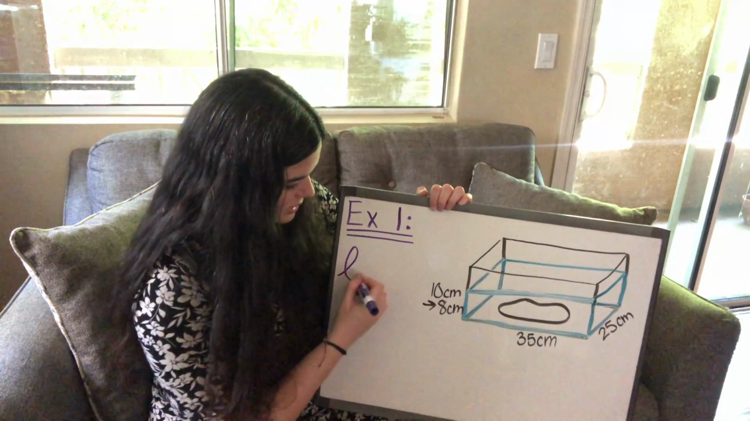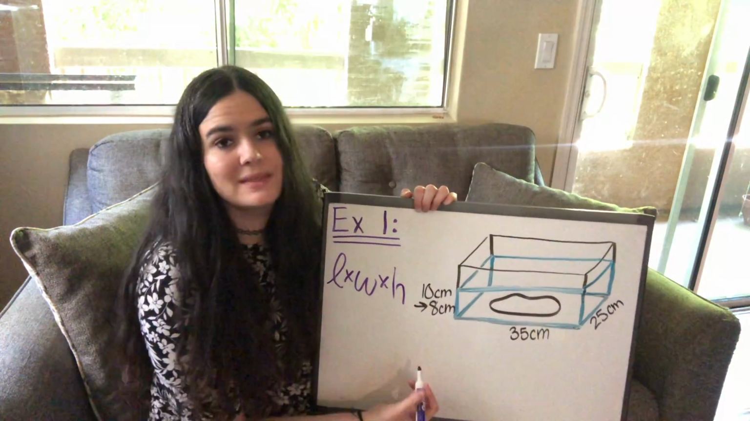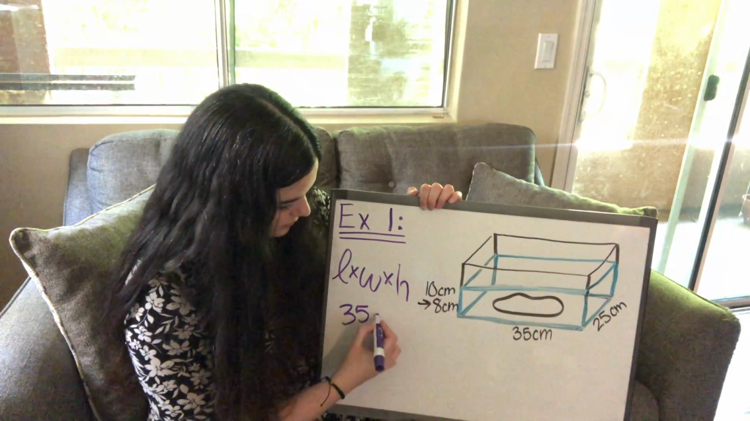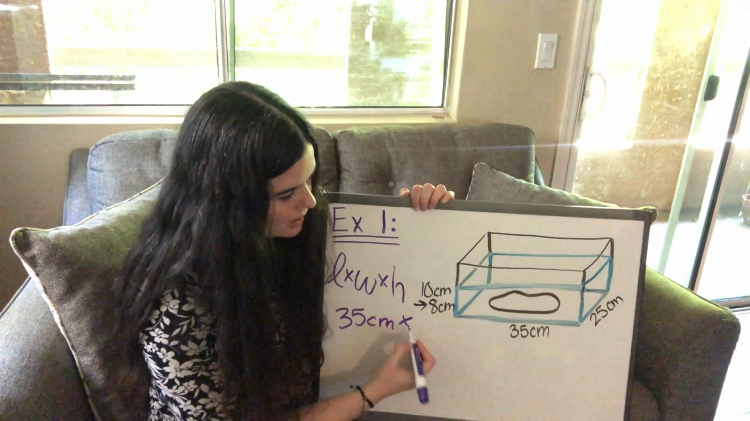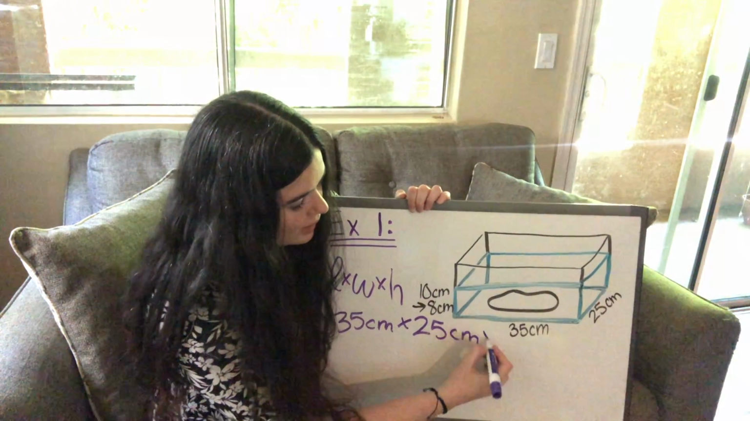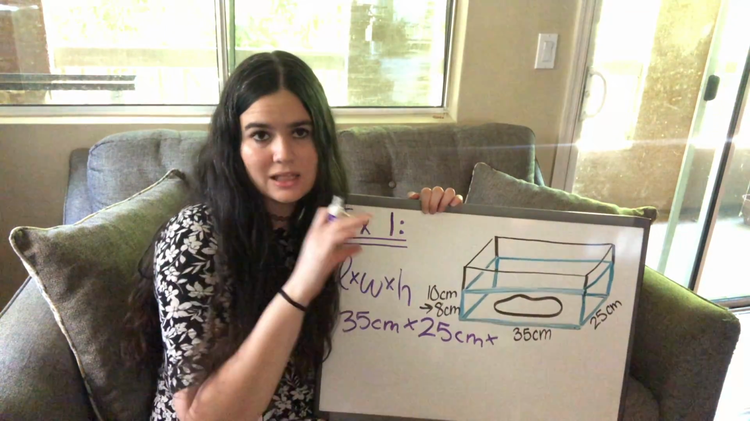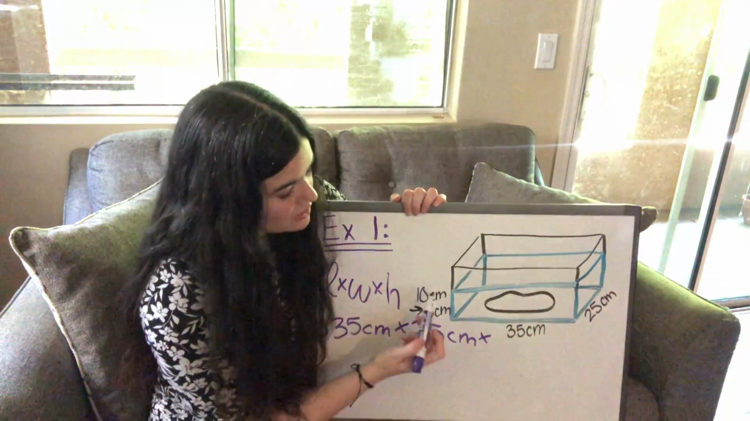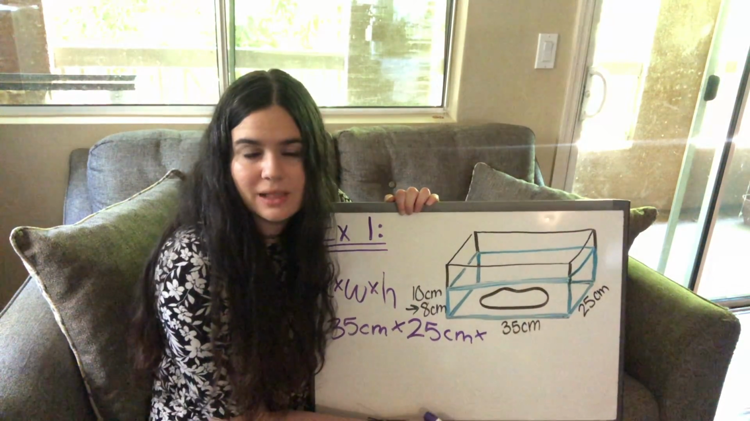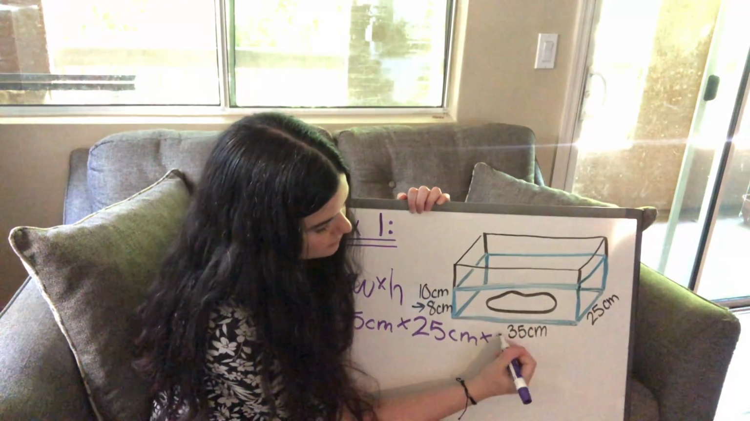Again, the formula we're going to use is length times width times height. So our length is 35 centimeters times our width, which is 25 centimeters. And we're going to multiply this by how much that height changed. So if it started at 10 centimeters high, and then it dropped down to 8 centimeters, the difference is 2 centimeters.